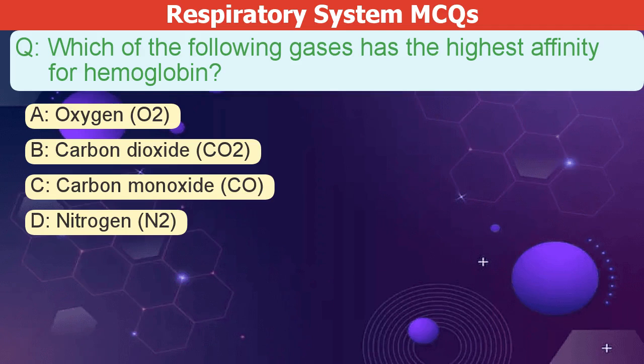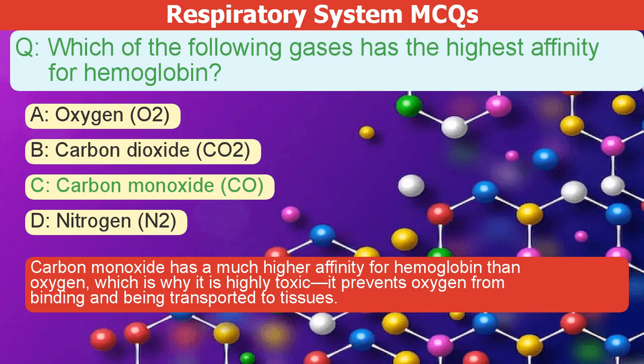Which of the following gases has the highest affinity for hemoglobin? A. Oxygen, O2. B. Carbon dioxide, CO2. C. Carbon monoxide, CO. D. Nitrogen, N2. The correct answer is C. Carbon monoxide has a much higher affinity for hemoglobin than oxygen, which is why it is highly toxic. It prevents oxygen from binding and being transported to tissues.